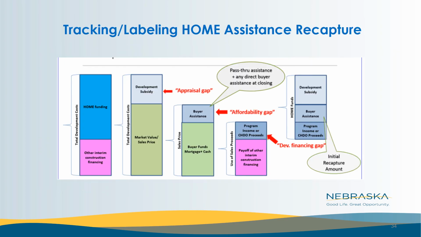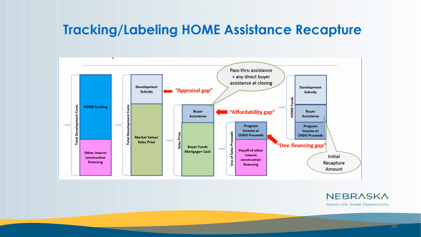This slide shows a different way that the HOME funds flow through the project, different from the previous graph slide. This graph shows three different ways that the HOME funds flow through the project. Your homebuyer assistance and/or your development subsidy most likely won't be the same for each homebuyer, depending on the homebuyer activity and the construction cost.